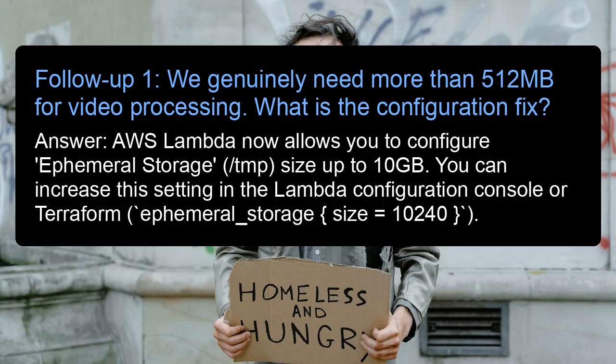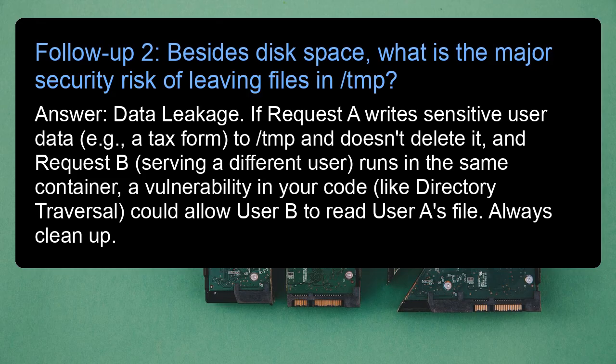Follow-up 1. We genuinely need more than 512 megabytes for video processing. What is the configuration fix? Answer: AWS Lambda now allows you to configure ephemeral storage, /tmp, size up to 10 gigabytes. You can increase this setting in the Lambda configuration console or Terraform. ephemeral_storage size equals 10240.